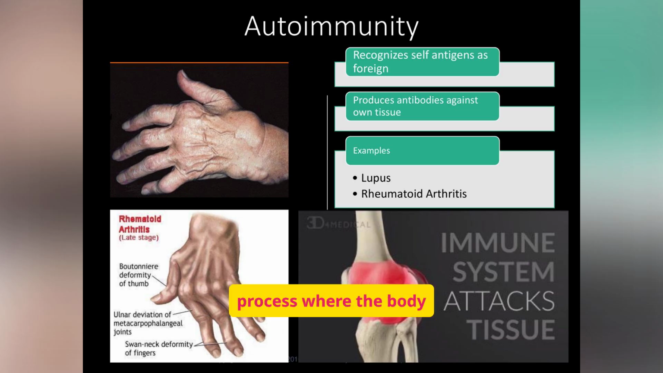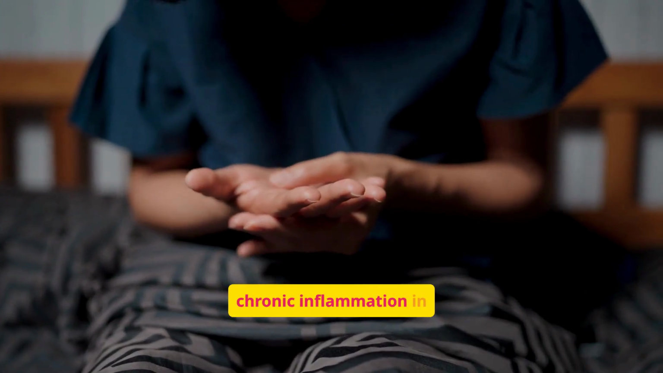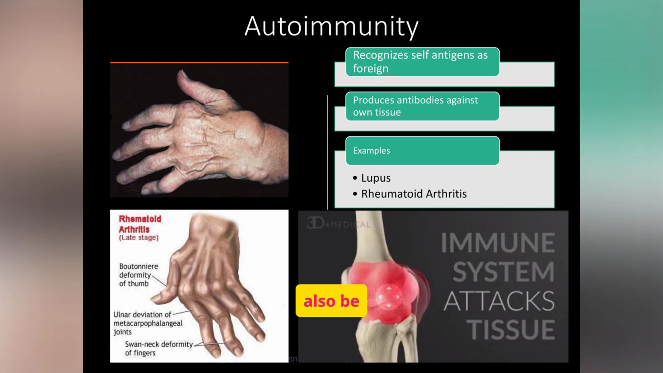Autoimmunity is a process where the body recognizes self-antigens as foreign and produces antibodies against its own tissue. Examples include lupus and rheumatoid arthritis. It's like the immune system gets confused. It sees normal tissues as threats and attacks them. This abnormal recognition is what fuels chronic inflammation in autoimmune diseases. With lupus, multiple organs can be affected, while RA mainly targets joints but can also be systemic. Understanding this misrecognition helps us grasp why these diseases flare up, require long-term management, and don't have a one-size-fits-all treatment.